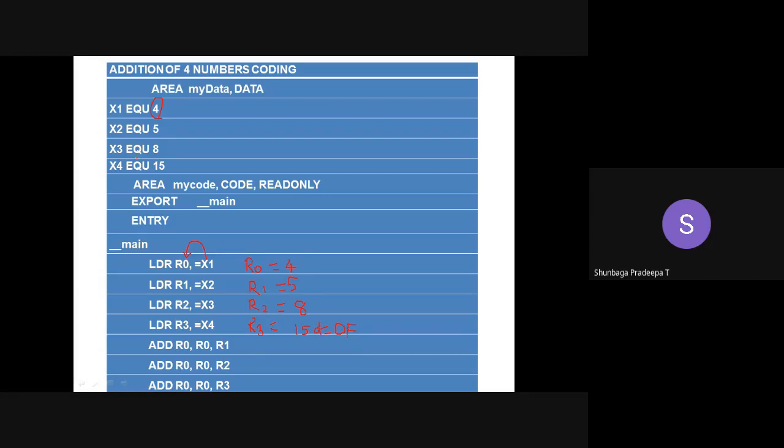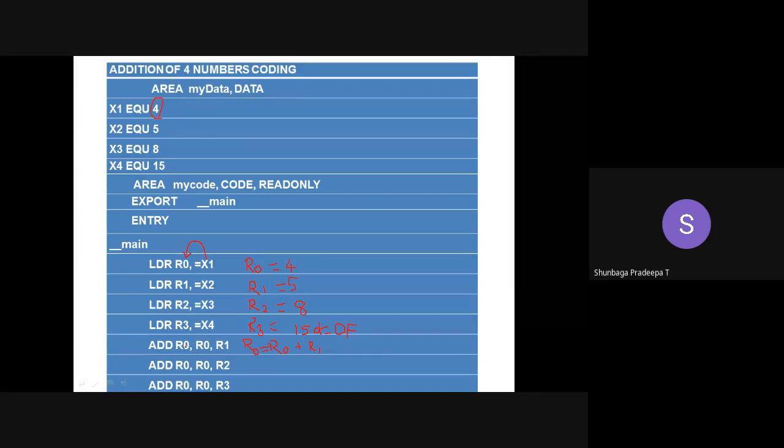Okay, if you don't specify, by default it will consider it as a decimal number. Next, we don't have any instruction directly to add all 4 numbers. So we are trying to add R0 and R1 first, and we are updating the result back in R0 itself. So R0 and R1 are added and the result is updated in the R0 register.